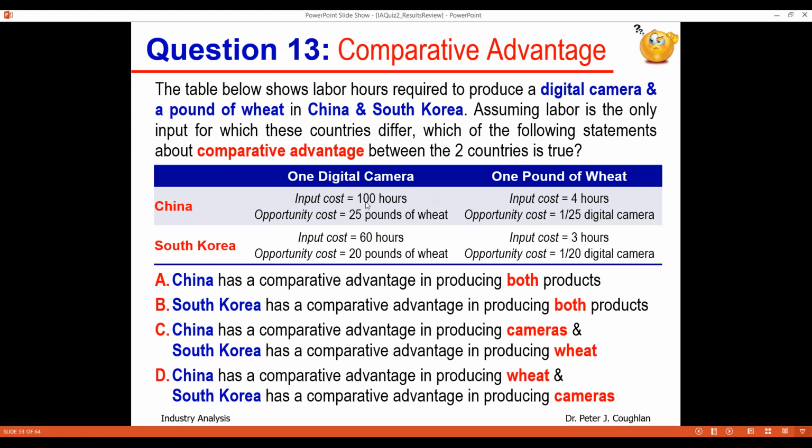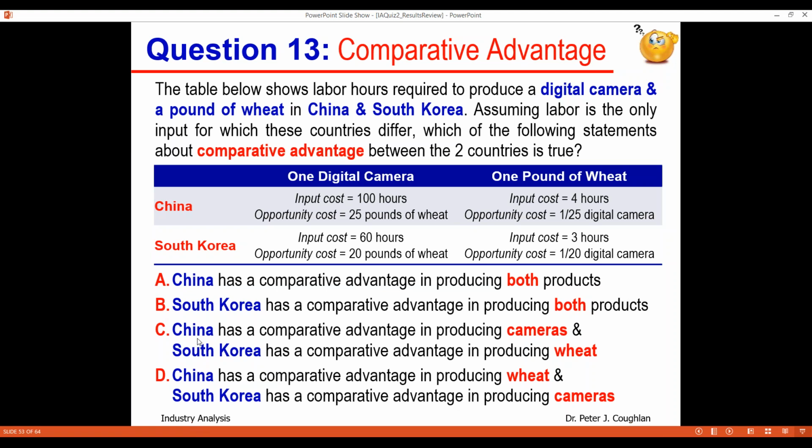So again, notice who has the absolute advantage in producing these products? Well, South Korea has an absolute advantage in both products. It takes them fewer hours to produce both a digital camera and a pound of wheat. Therefore, South Korea has an absolute advantage in both goods. But we know A and B cannot be the answer, because even though South Korea has an absolute advantage in producing both products, it is impossible for them to have a comparative advantage in producing both products. It cannot happen no matter what. You cannot have a comparative advantage in producing both goods, right? So therefore, it can't be A and it can't be B.